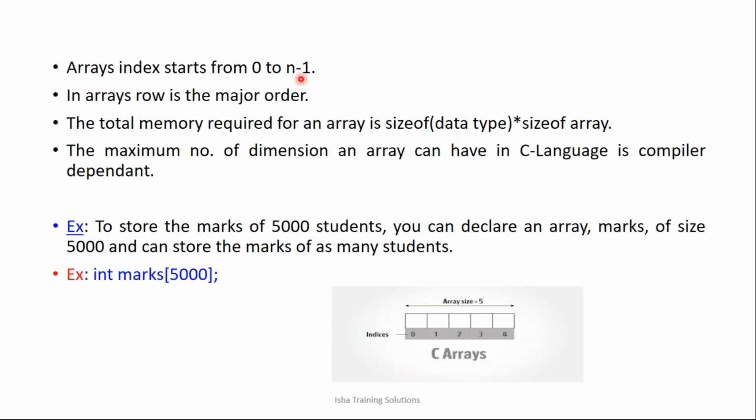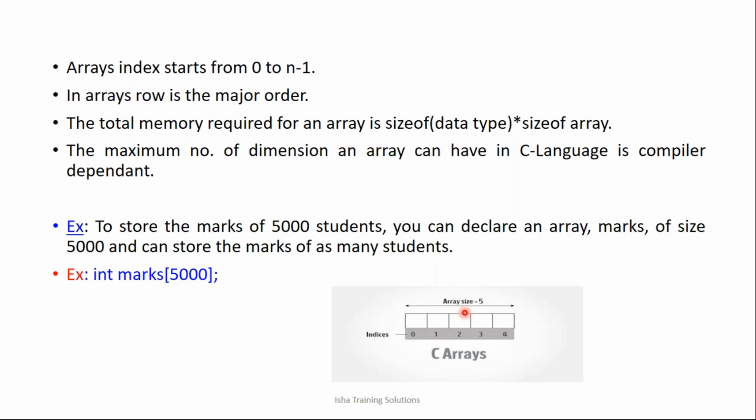Array starts from 0 to n minus 1. For example, you are declaring 10 as the number for marks. See this, we are having 5 boxes, but the index numbers are given like this. The index number will start from 0, 1, 2, 3, and 4. But the array size is 5. So the maximum index number of that array will be n minus 1.